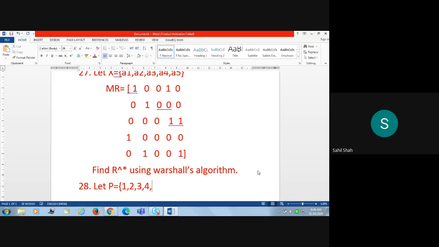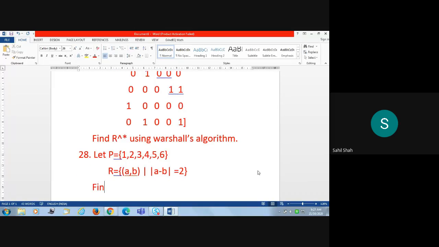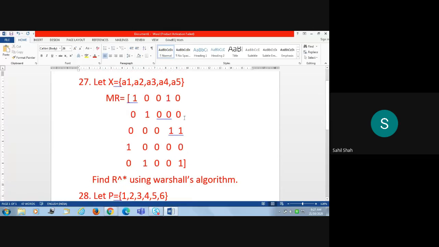I already explained that during yesterday's lecture. How is it simple? Apply the relation R on this set, say it has pair A comma B such that the cardinality of A minus B should come as 2. So the question is very simple: find R closure using Warshall's algorithm. The same question is repeated many times in the university.